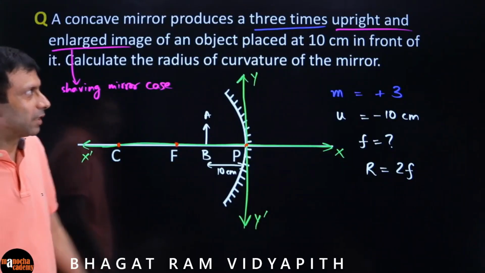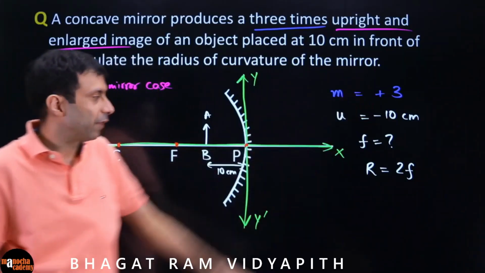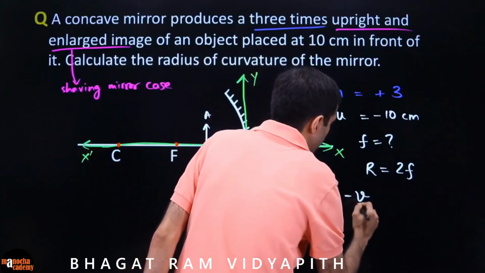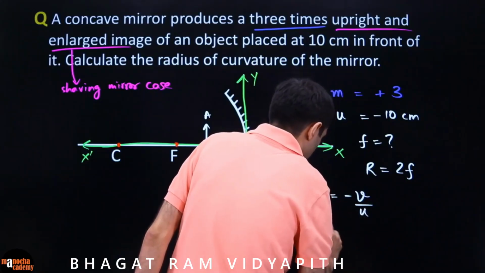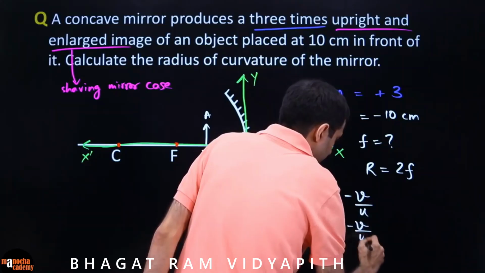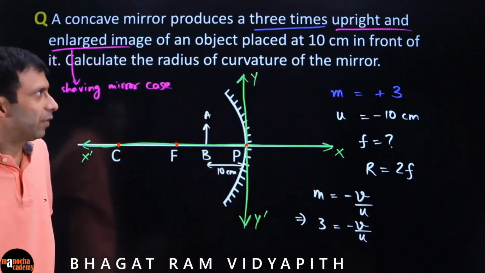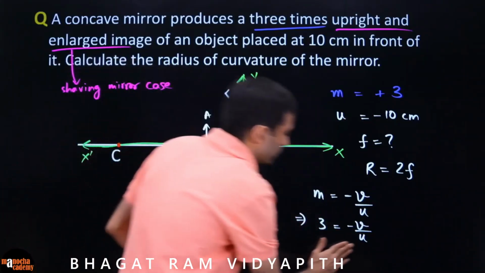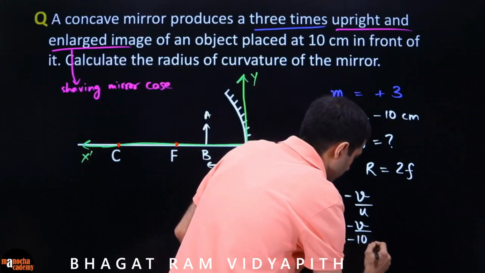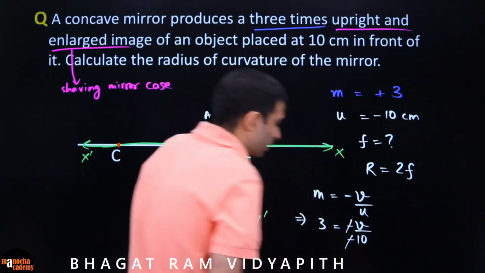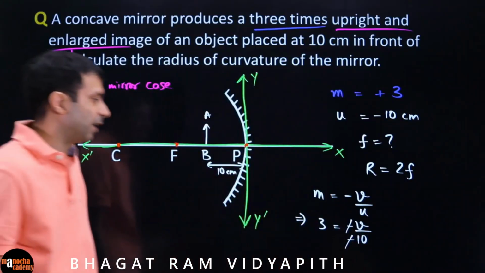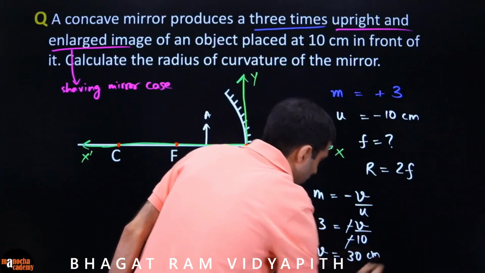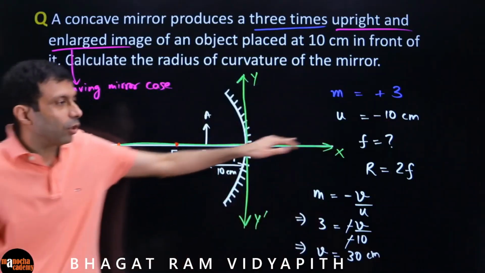Come on. So you can see some magnification is given. That means we can use magnification formula. So we know magnification m is minus v by u. 3 is, yes, minus v by u. But u is given to you, -10. So please substitute it here. The minus gets cancelled. So what is the image distance? 30 centimeter. 30 means plus, so it's along the positive x-axis.